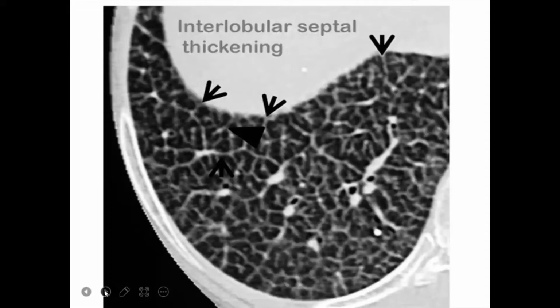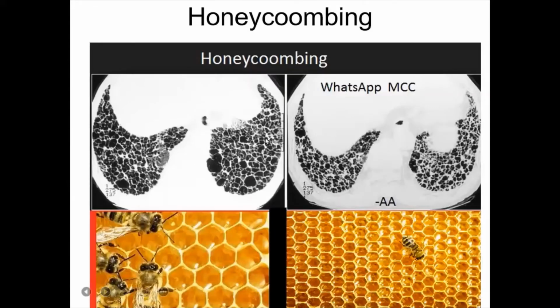Now the next section is honeycombing. Honeycombing is basically due to dilation of the terminal bronchioles. Bronchioles are not visible at the periphery or other areas, but when these bronchioles dilate, they form a typical honeycombing pattern, as you can appreciate here. So this is highly suggestive of bronchiectasis.